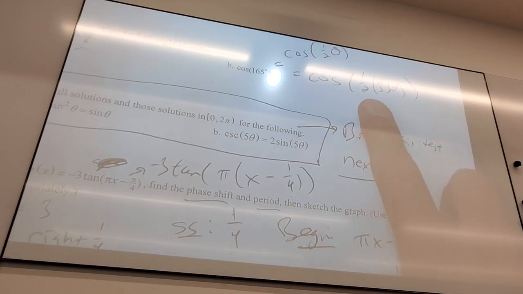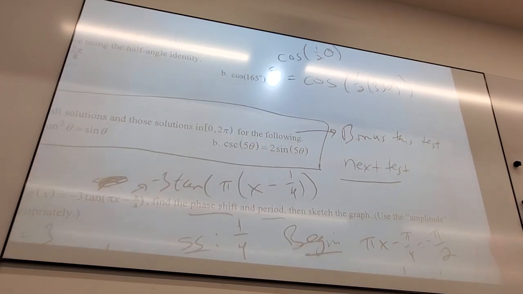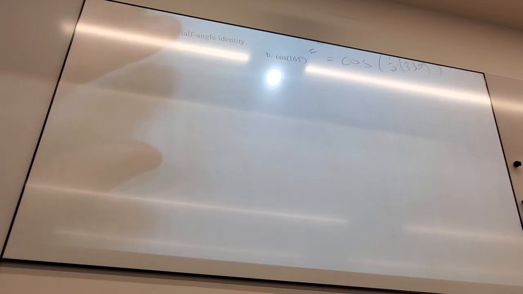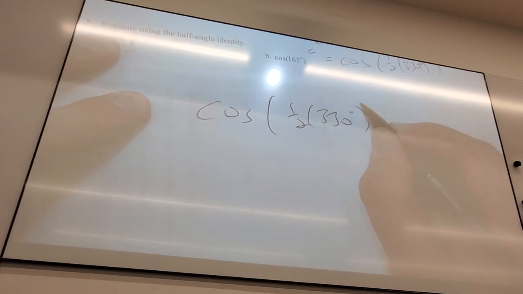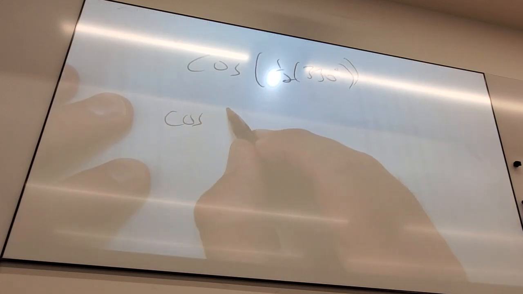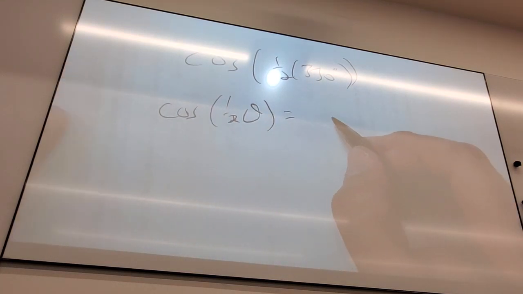So now you just have to remember the half angle formula, right? Here's one thing you could do. The question is the cosine of 1/2 of 330, right? If you want to, just write cosine of 1/2 theta, and then write down what you have memorized.